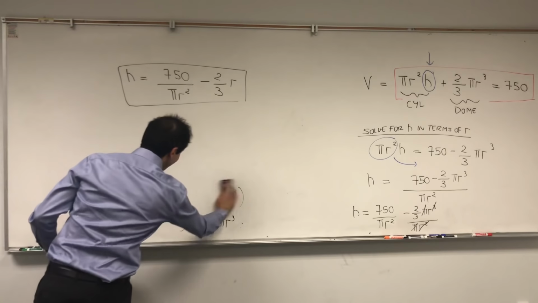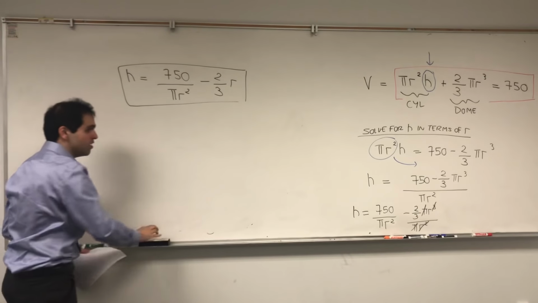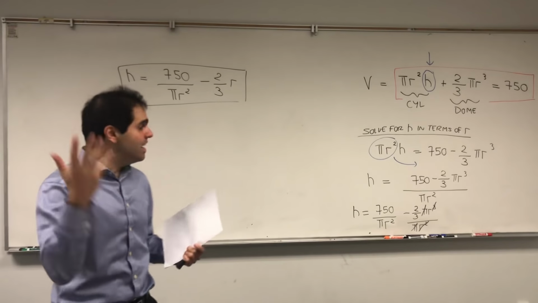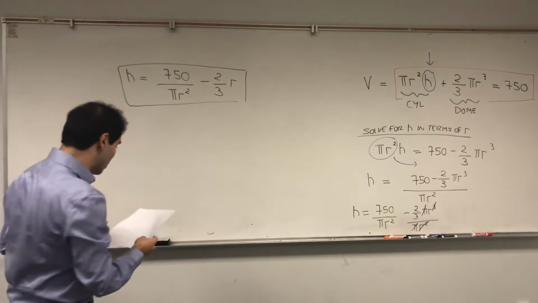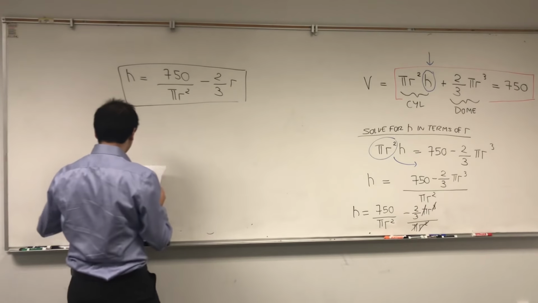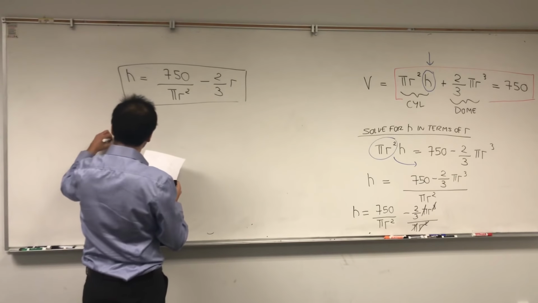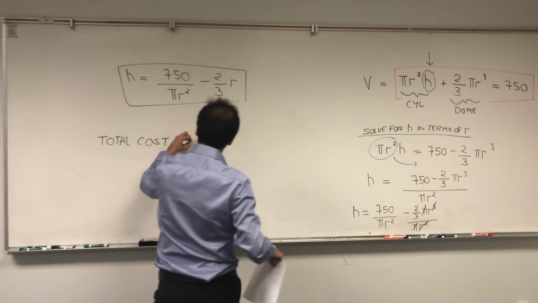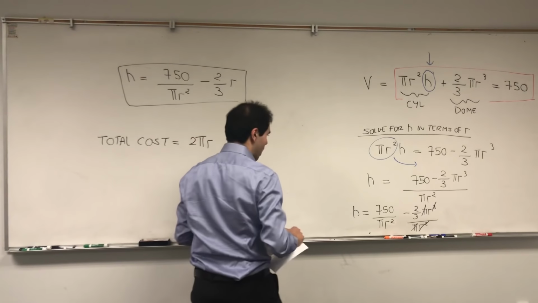And this extra information will allow us to write our quantity, the cost, in terms of r only. So, and again, we're still at step 2. I just want to remind you. So now, what do we know? The total cost, again, it's 2 pi r h.